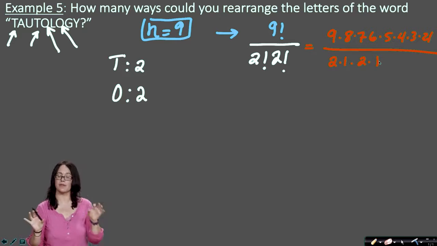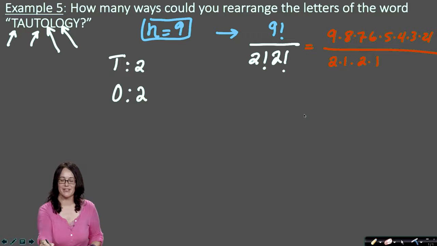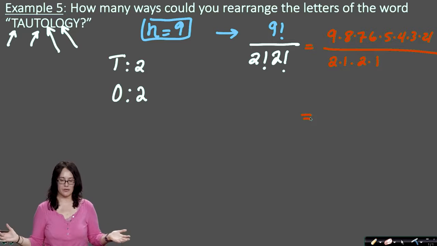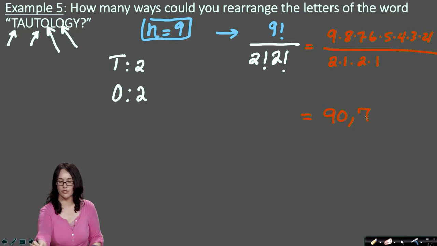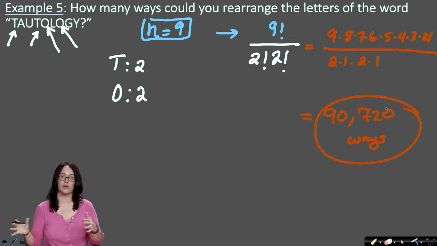Some students get a little nervous when they see factorials next to each other. You just multiply those numbers together. So in the end, when you do all of the math and you simplify, you should be getting a grand total of 90,720 ways. So that would be the number of ways that you could rearrange the letters in the word tautology.